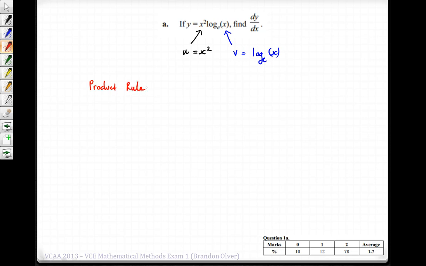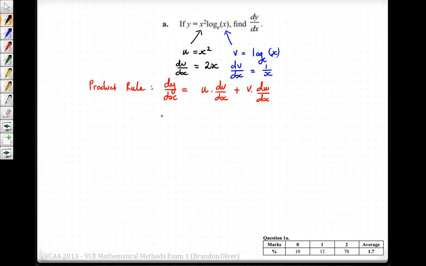So our product rule is used when we've got two functions multiplied together and we want to find the derivatives. So the product rule states that dy dx equals u times dv dx plus v times du dx. Now we've got to find du dx, and that's just power out the front, 1 off the power, so that gives us 2x. And dv dx, so for log e, if we check our formula sheet, we find that it has a derivative 1 on x.